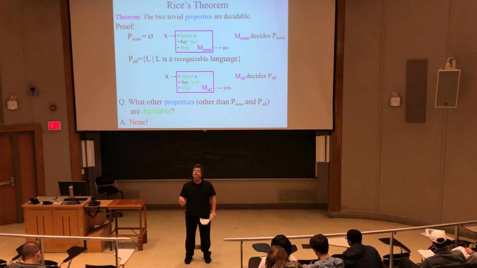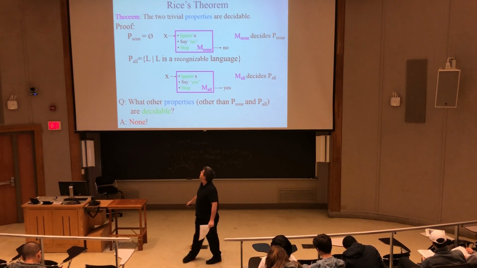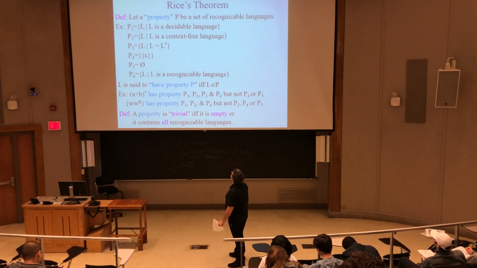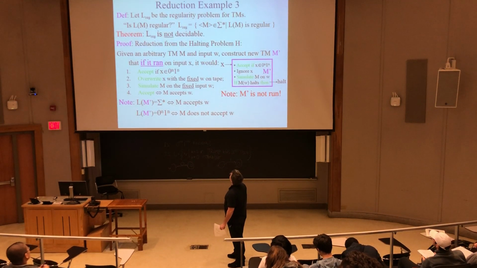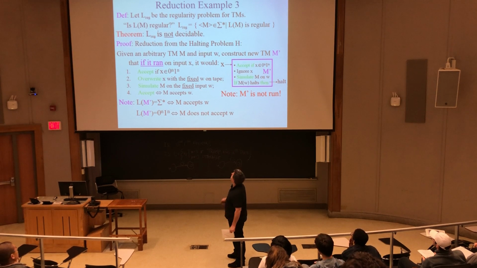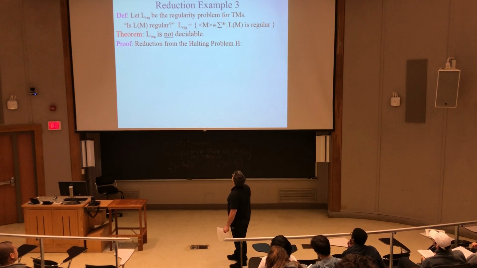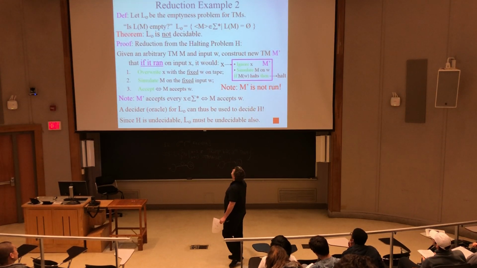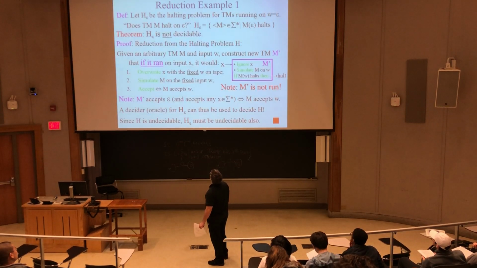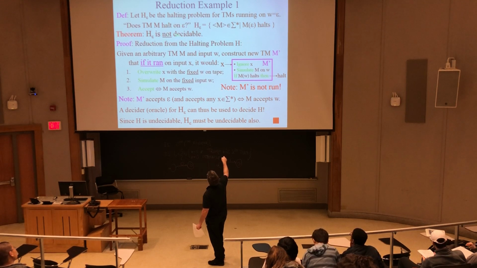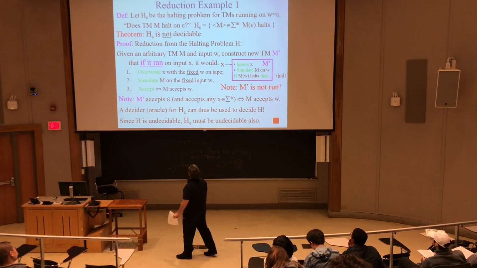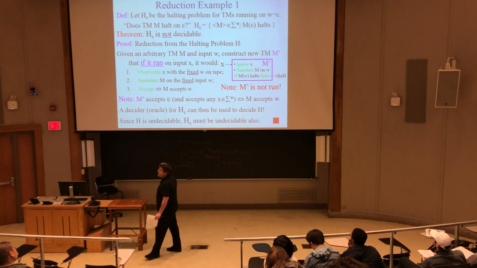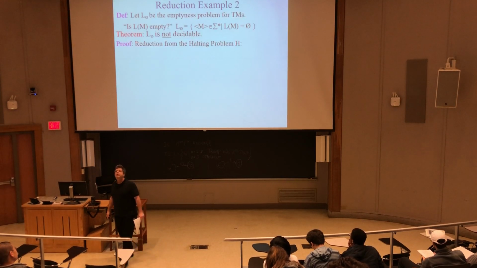So far, we proved it for 3 properties. Which properties did we prove it for? We proved it for this property, whether a language is regular. We proved it for this property, whether a language is empty. And we proved it for this property, whether the language contains only the empty string, a Turing machine that only halts on the empty string. So we proved it for 3 so far.